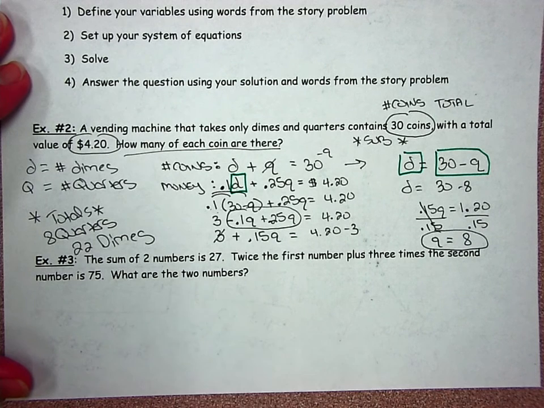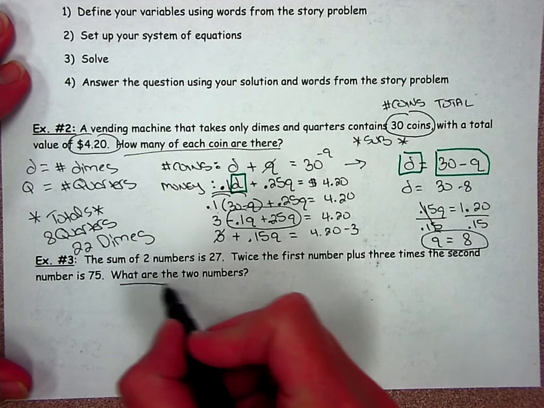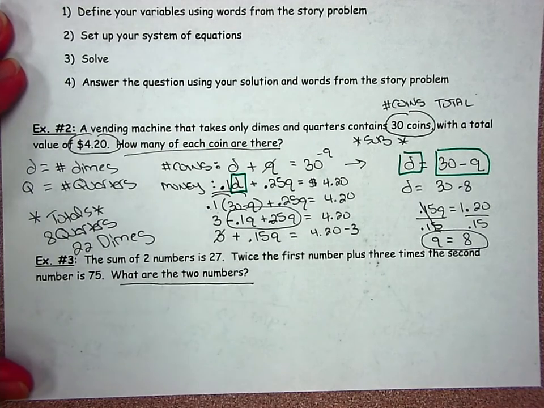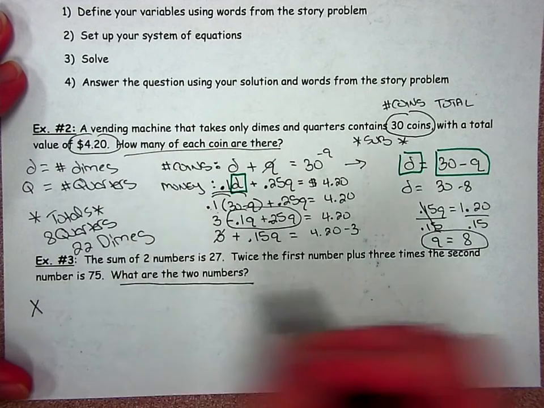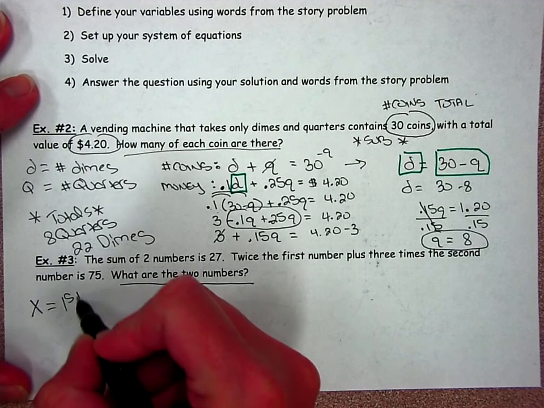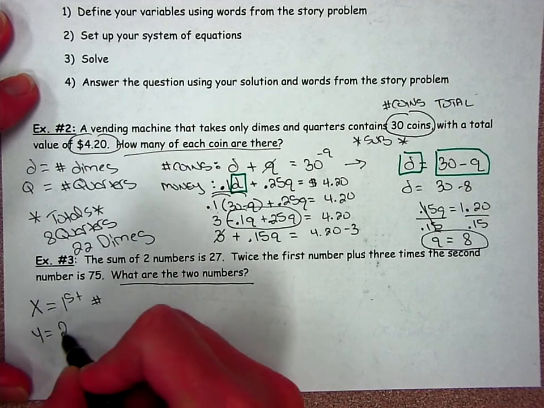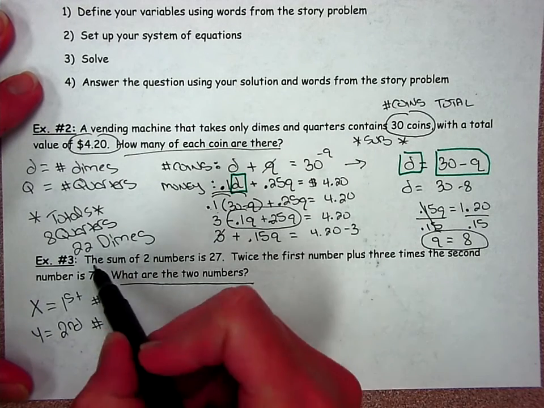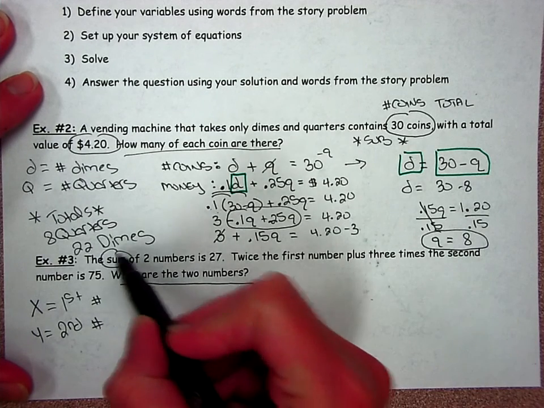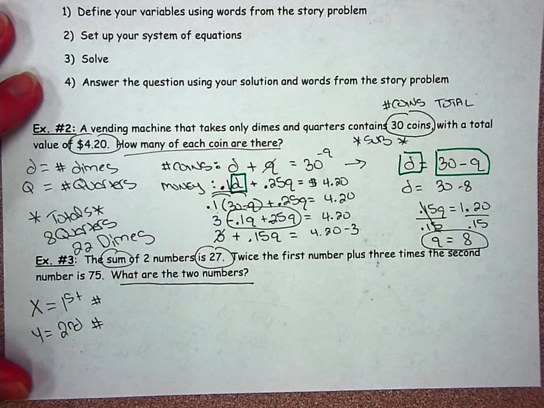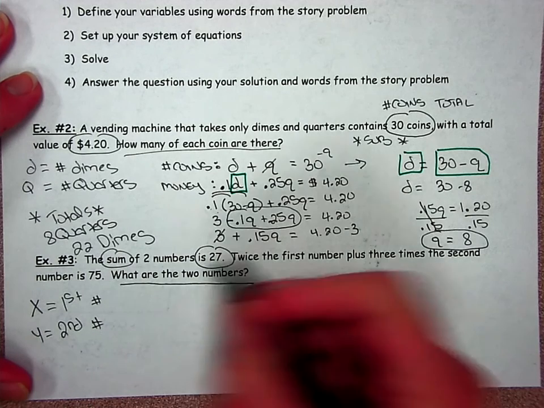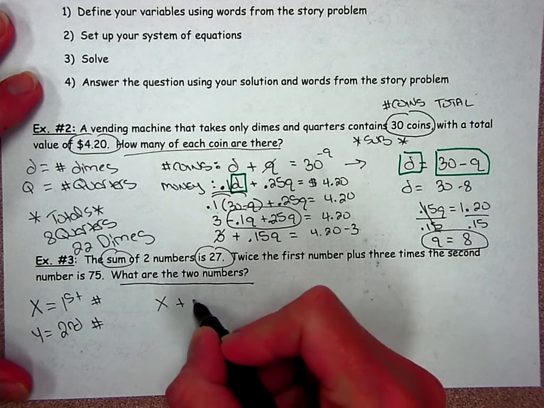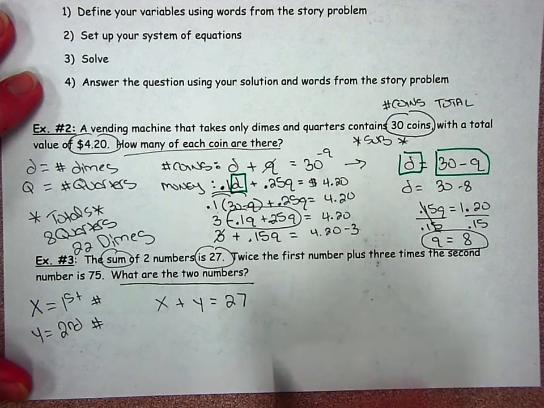Sum of two numbers is 27. All right, so I always go straight to the last sentence. It says, what are the two numbers? You can make them whatever variables you want. So x is going to be my first number, and y is going to be my second number. Generally, each sentence gets you one equation. It says the sum of two numbers is 27. So sum means add, and they add up to 27. So that just gives me x plus y equals 27.